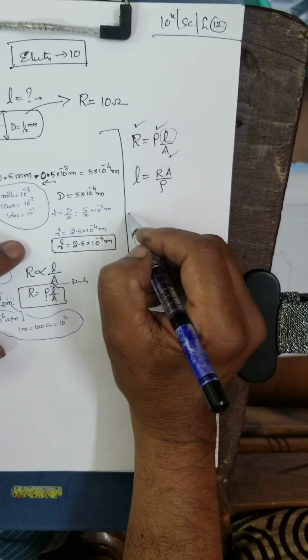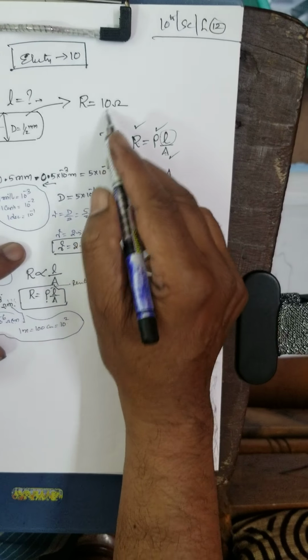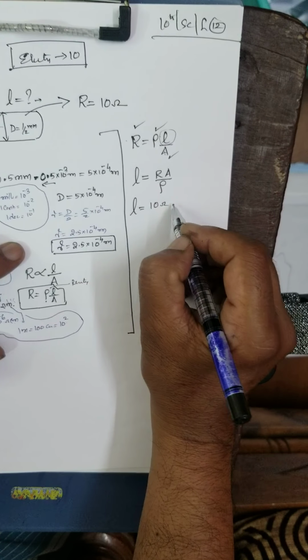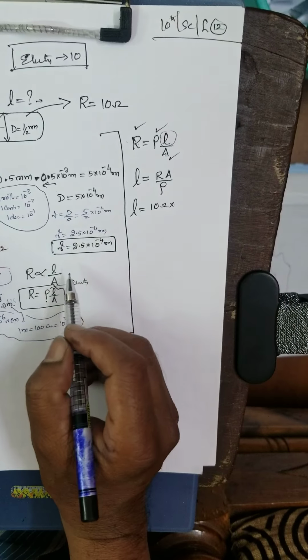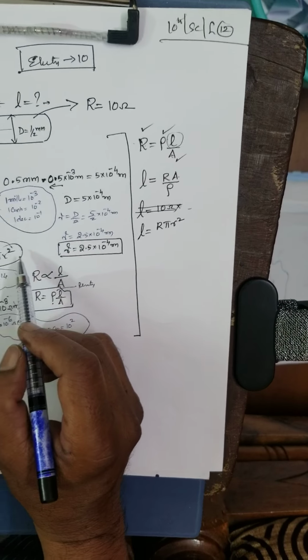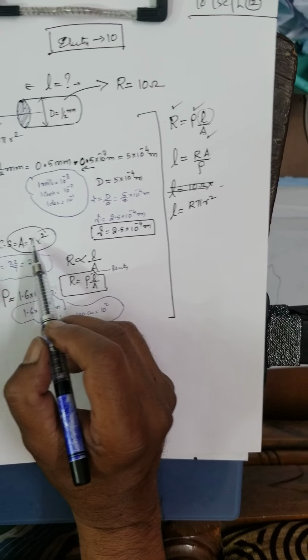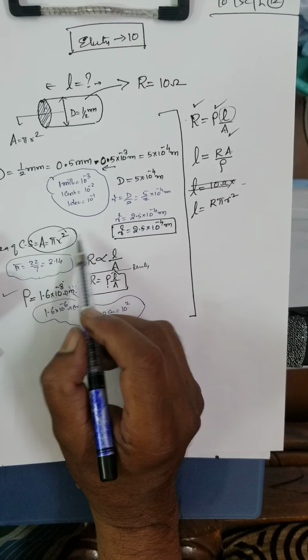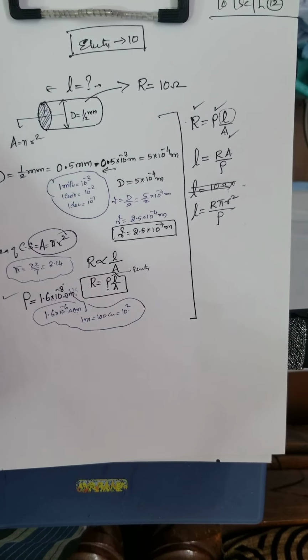Now you have to substitute. Length of the wire is equal to resistance, how much? 10 ohm. What is the area of cross section? Area of cross section is pi r square, A is equal to pi r square. Area of cross section is pi r square, and rho. Now what are the values?